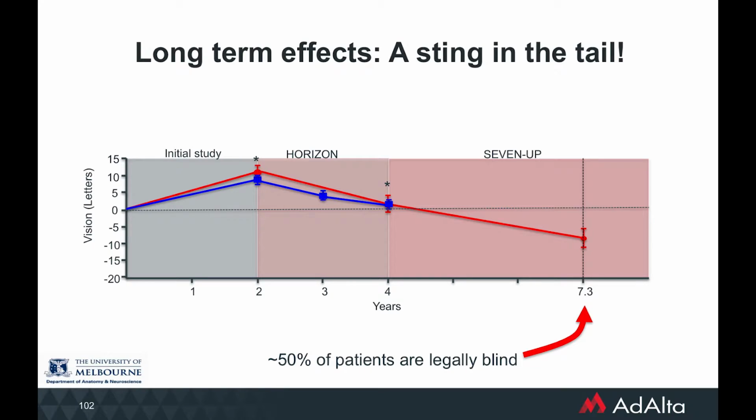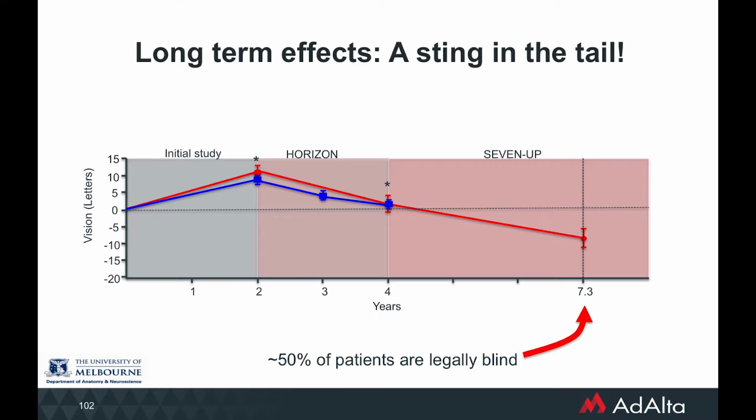Okay, so coming back to the sting in the tail. One, we have some people who don't respond to the current treatments, but they're treated nevertheless because there's nothing else available. Then if you look at the clinical trials and what happens with the follow-up: the initial clinical trials, shown here in grey, was a 2-year clinical trial published in the New England Journal of Medicine and showed improvement of vision.